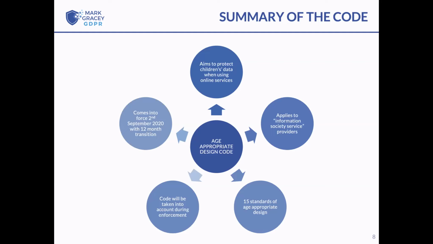So basically, if you're running one of these services that falls within the scope of the code and yet you're ignoring the 15 standards or any elements of the code, then it will probably be held against you if there was ever an investigation or some enforcement action taken by the ICO. As I said, it comes into force today on the 2nd of September. And there's a 12-month transition. So you've got 12 months to basically put into place your compliance with the code, either for any new services or existing services as well. So 2nd of September 2021 is the key date for implementation if you're impacted by the code.